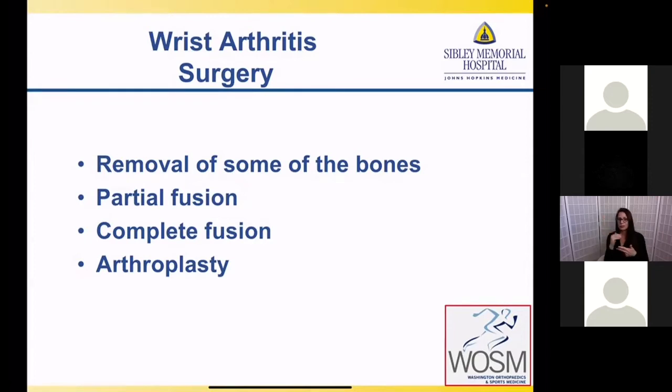Rarely we'll do an arthroplasty or what's called a total wrist replacement, but these are less predictable again than the knees and hips, which do very, very well. So it's much less likely that I would recommend a joint replacement for a wrist like that.